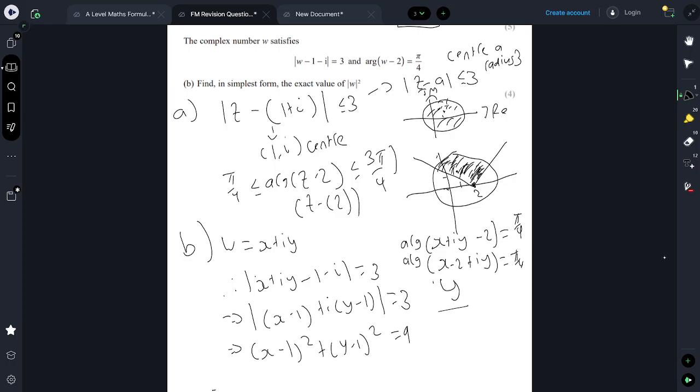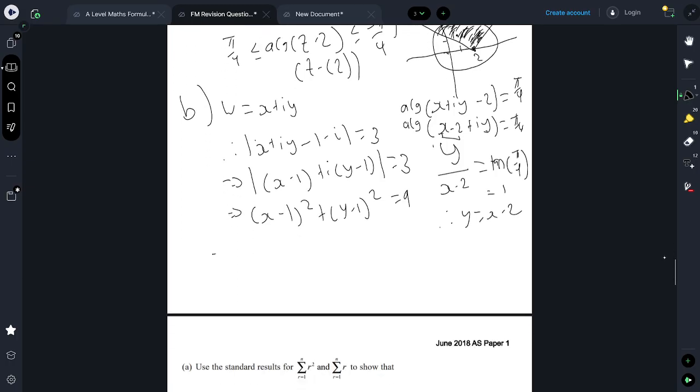So y over x minus 2. The i disappears, right? We don't need the i. So just do the imaginary component, which is just y, and then the real component, which is x minus 2. That's going to be tan of pi over 4. I'm in radians here. Tan of pi over 4 should be 1, right? Yes, 1. Therefore, y is x minus 2.